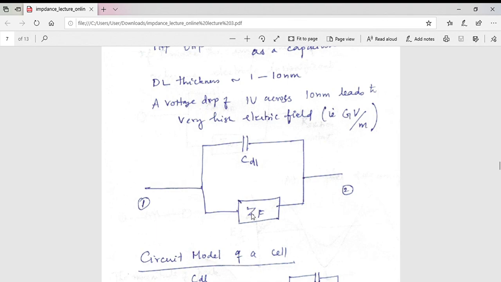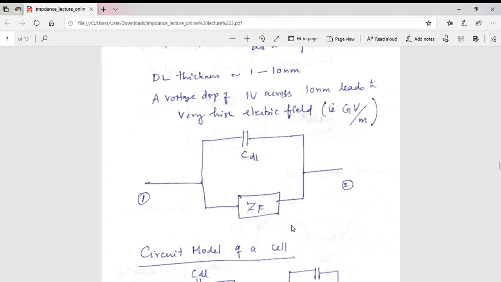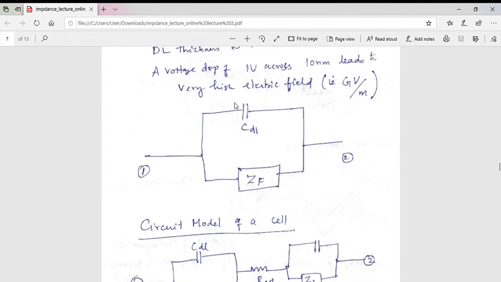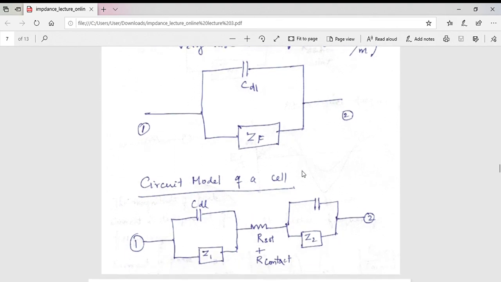This is actually a resistance. The value of the resistance is proportional to the obstruction offered to the flow of electrons during this Faraday reaction. So this is the impedance due to the Faraday reaction, and this is a capacitor that is present. It has also got an impedance. So this is a circuit which approximates our electrolyte interface.